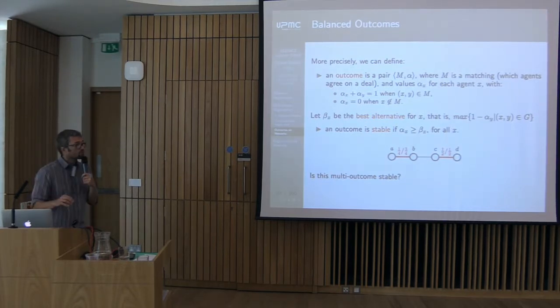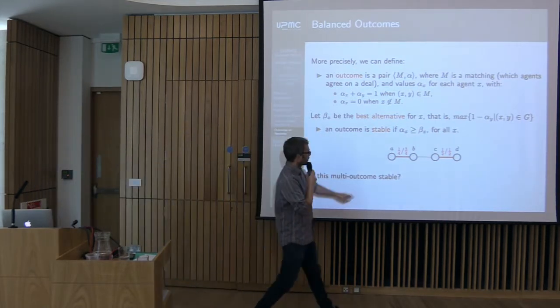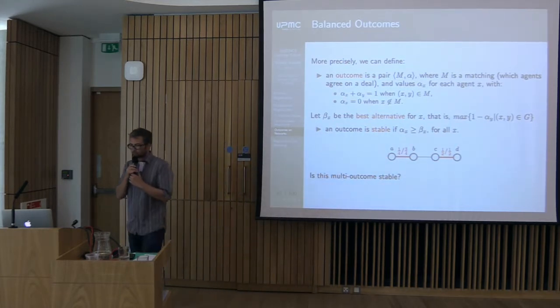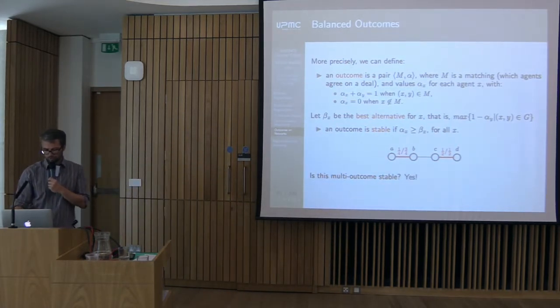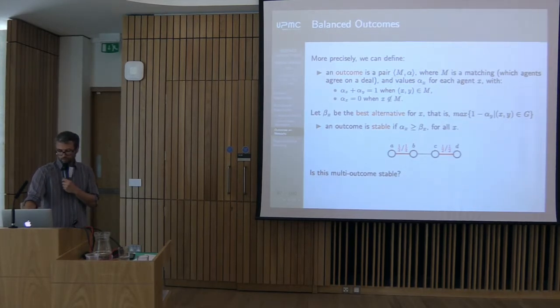Now, this one, I just swapped the value here. And this one now would be stable, if I'm right, yeah. So no incentive. And this one would also be stable. B and C have no incentive to get together. They have 1/2.